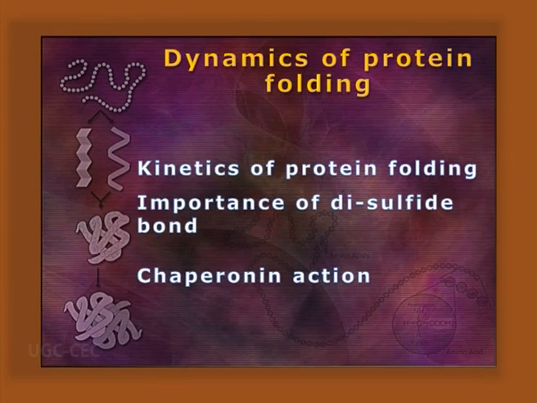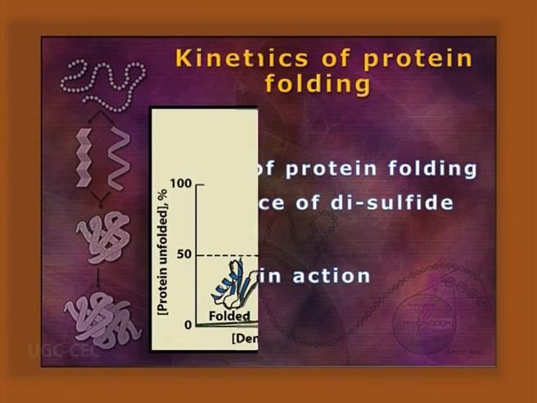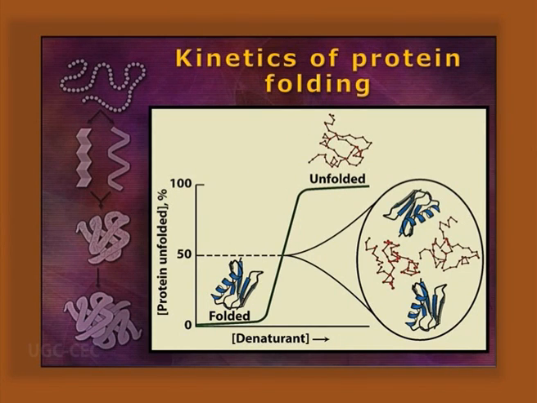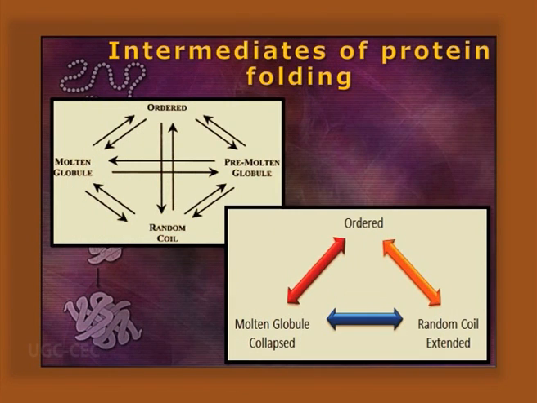Dynamics of protein folding. Here, the kinetics of protein folding is included, and the importance of the disulfide bond as well as chaperone action is very important. Kinetics of protein folding: as it is a pathway dependent, kinetically important process, a sharp transition can be followed during the protein folding and unfolding process. And the intermediates can be trapped as molten globule, nucleation as well as final packed structure.